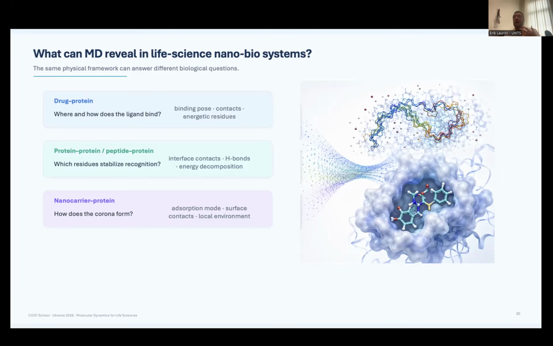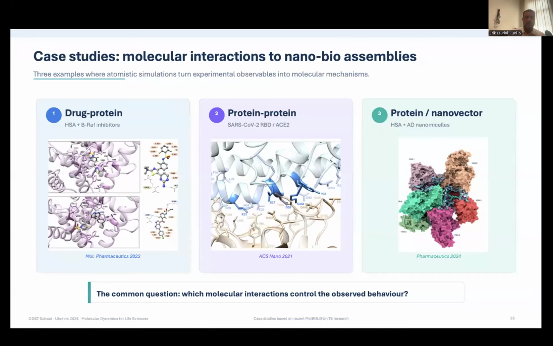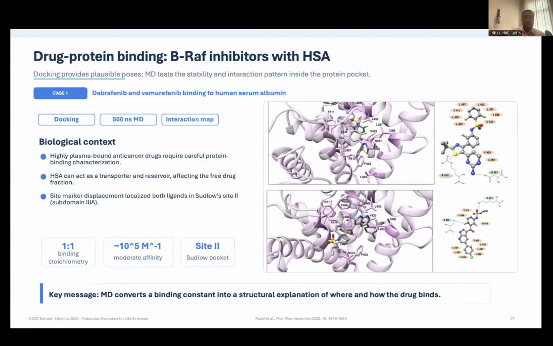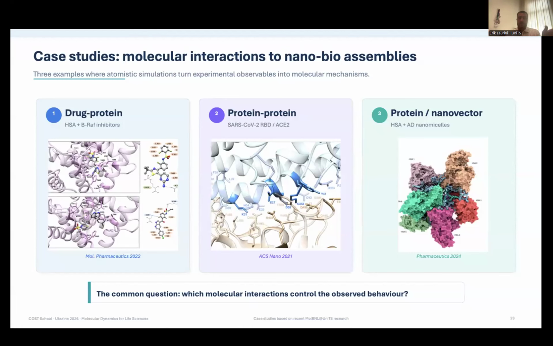In the final example, you will see how the molecular dynamics simulation can be used in order to obtain the description of the interaction between nanocarriers and biological systems inside our organisms, for example, plasma proteins. Let's start with the first one. In any case, we can connect all three examples with one general question. The common question is which molecular interactions control the observed behavior? Obviously, the answer depends on which kind of molecular system we want to study.